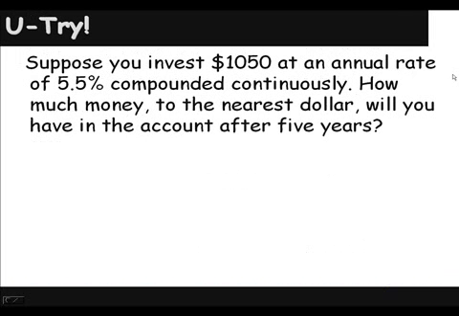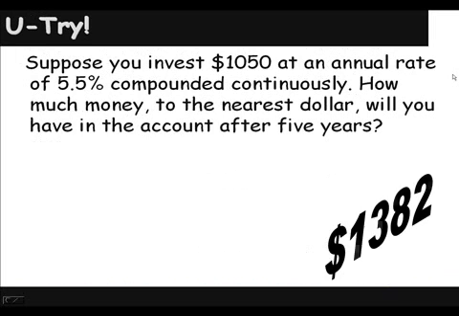Suppose you invest $1,050 at an annual rate of 5.5% compounded continuously. How much money to the nearest dollar will you have in the account after 5 years? So we're going continuously. We're still going to use that A equals Pe to the rt. If that comes out to the nearest dollar, you should have $1,382.